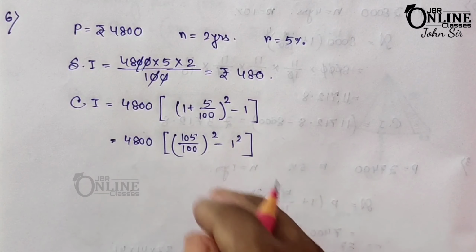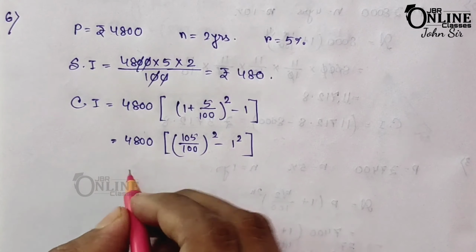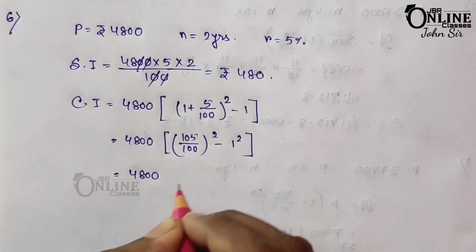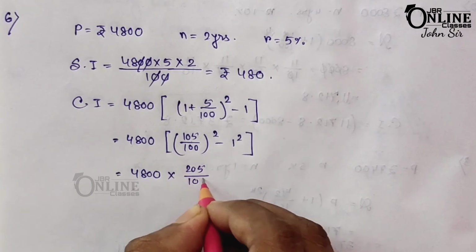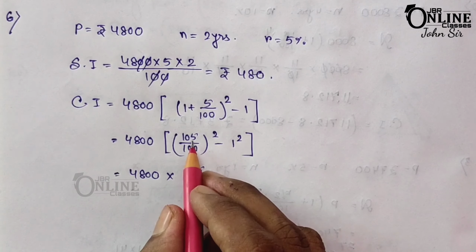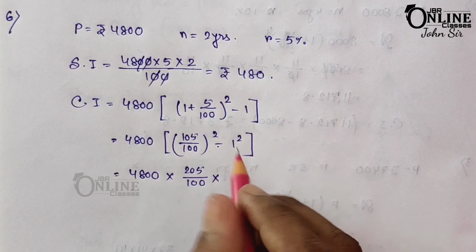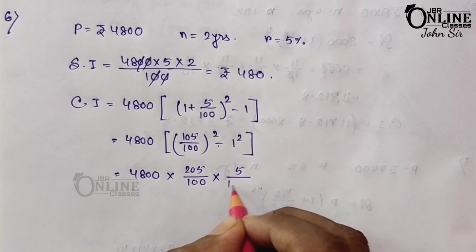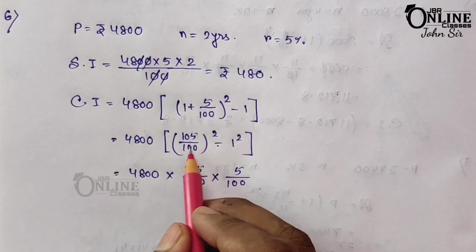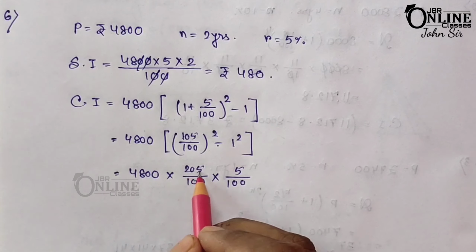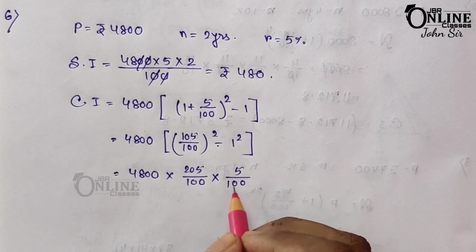Now 1 means 1 square, so here you can apply the formula a square minus b square. The first one will be this one plus this one, and you will get 205 by 100, and the second one you will get this one minus 1. 105 by 100 minus 1 will be 5 by 100. I hope you understand. First one, 105 by 100 plus 1, becomes 205 by 100. Second one, 105 by 100 minus 1, becomes 5 by 100.